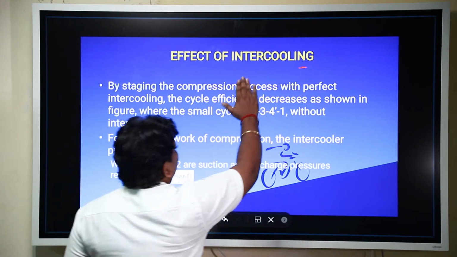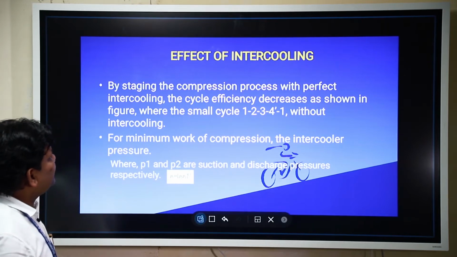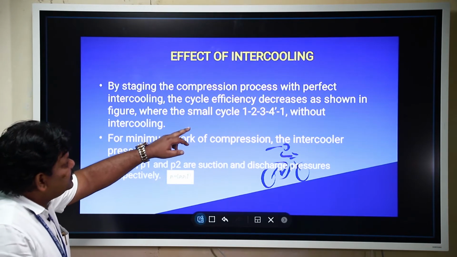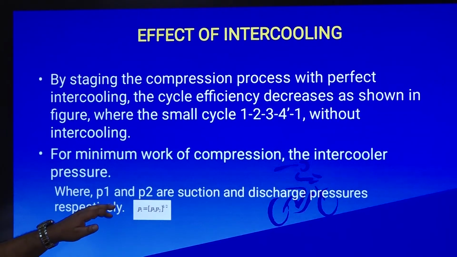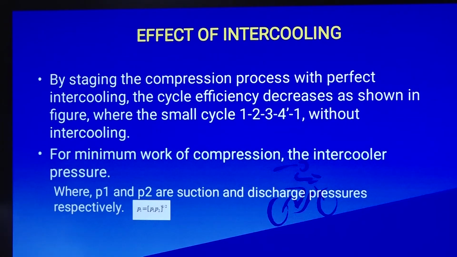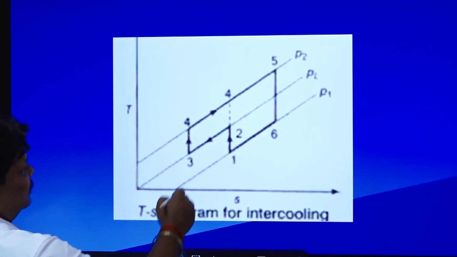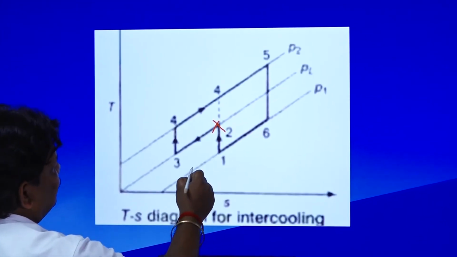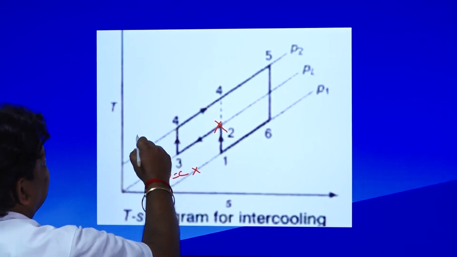The next is the effect of intercooling. By staging the compression process with perfect intercooling, the cycle efficiency decreases, compared to the simple cycle without intercooling. For minimum work of compression, the intercooler pressure is chosen, where P1 and P2 are suction and discharge pressures. You can see here the diagram which represents the intercooling process. You can see these are all constant pressure lines.